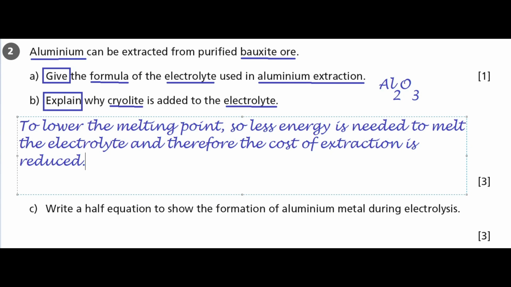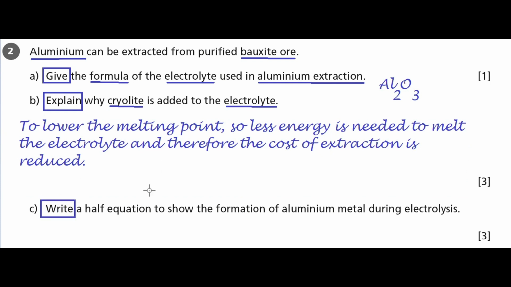Let's look at part C. Write a half equation to show the formation of aluminium metal during electrolysis. So, what is the command word here? The command word is write. What information has the examiner given me in the question? They want a half equation, and they want that for the formation of aluminium metal during electrolysis.